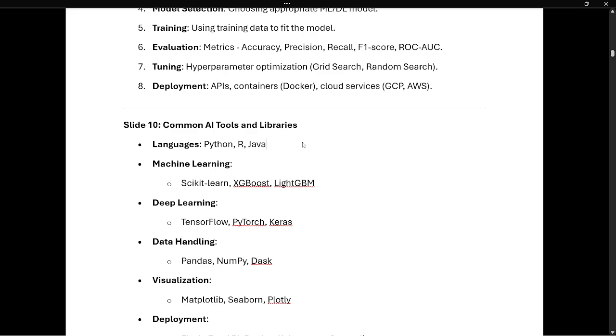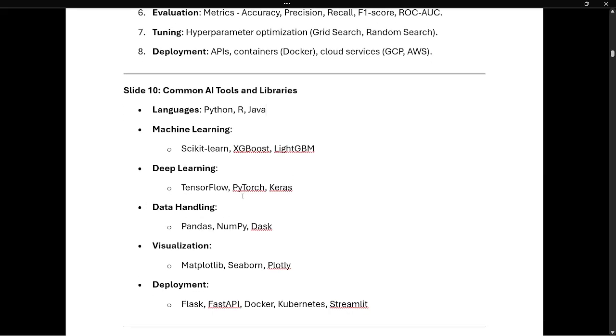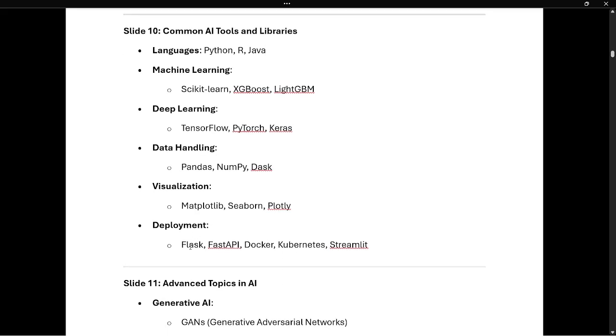For machine learning, we have to understand libraries like Scikit-learn, XGBoost, LightGBM; for deep learning, TensorFlow, PyTorch. For handling data, pandas: how we are playing with the data, how we are bringing information from the data. So we need to understand pandas, NumPy, Dask. If you are dealing with big data, you need to understand PySpark also, for distributed data processing. For visualizations, creating pie charts, graphs and everything, we need to understand Matplotlib, Seaborn, Plotly. For deployment, we have Flask API, FastAPI, Docker, Kubernetes, Streamlit. These are the things we need to understand.